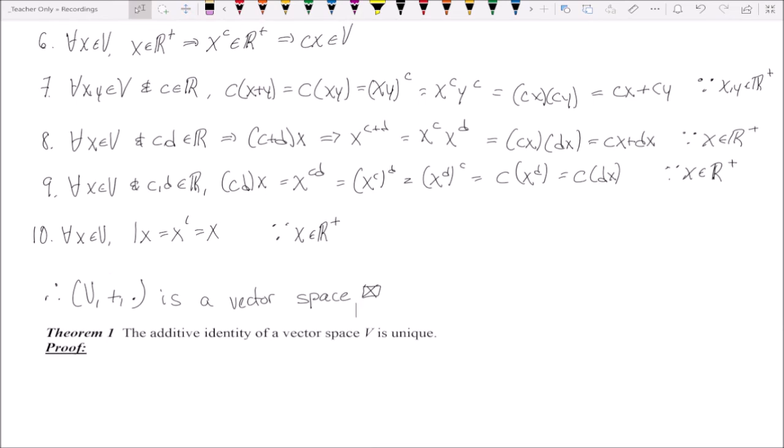So to prove that something is unique, we say, suppose that there are 2 of them. So suppose there exist 2 elements y and z in V such that u plus y is equal to y plus u, which equals u, and u plus z is equal to z plus u, which is also equal to u for every single element u in our vector space V.